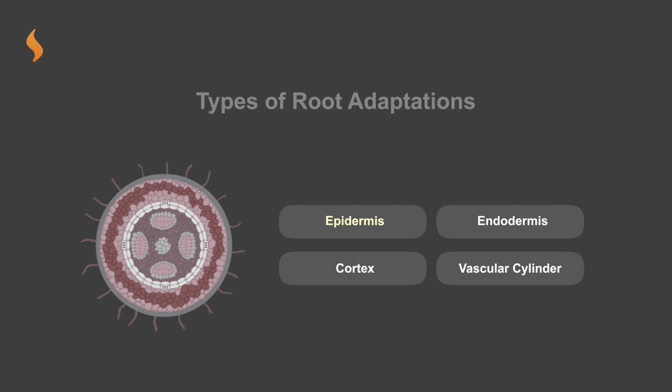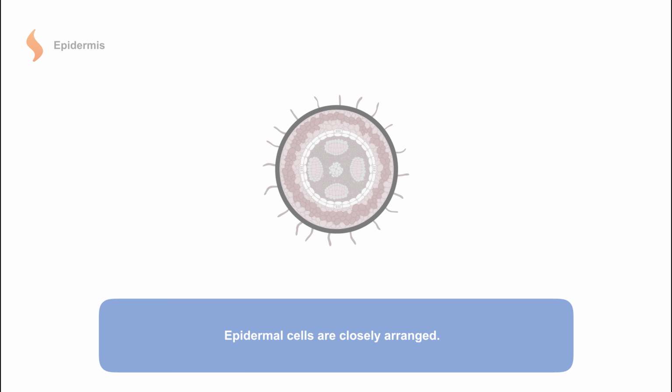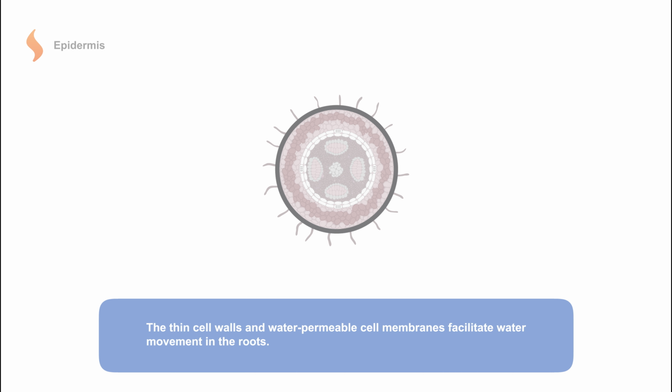The first type is epidermis. Epidermal cells are closely arranged. The thin cell walls and water-permeable cell membranes facilitate water movement in the roots.